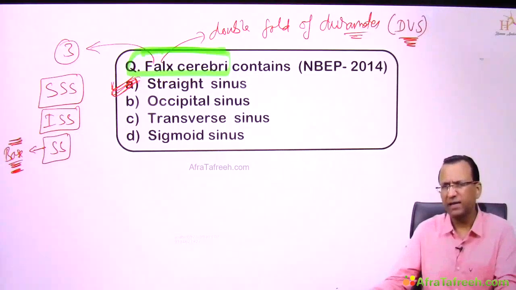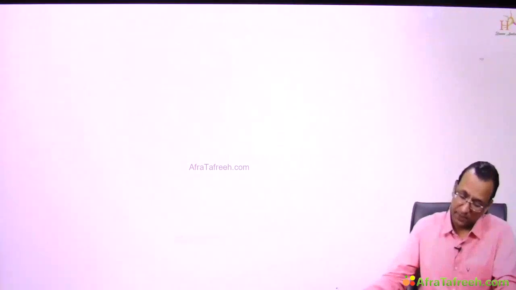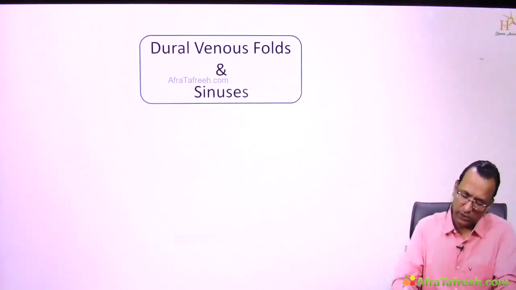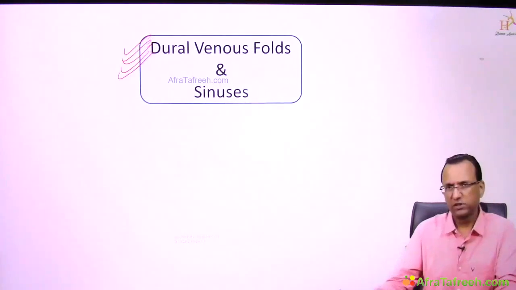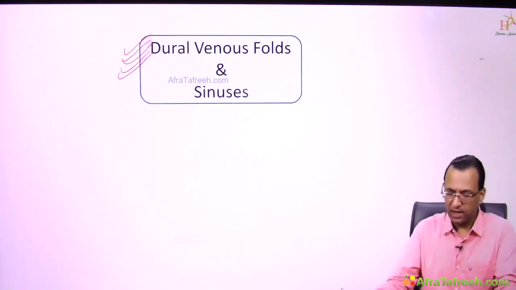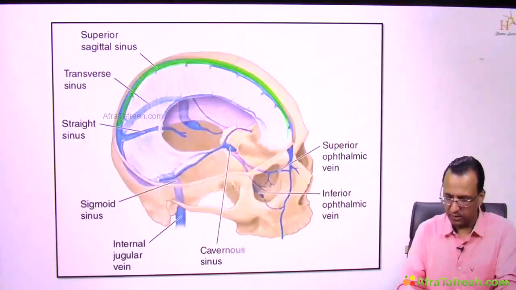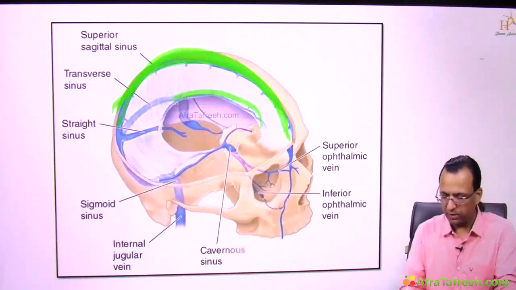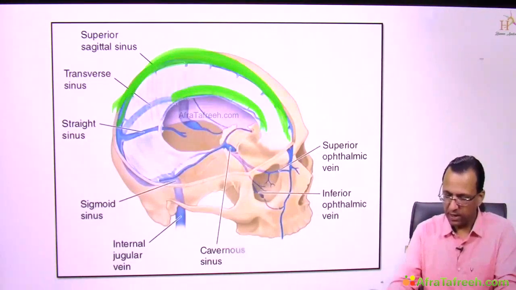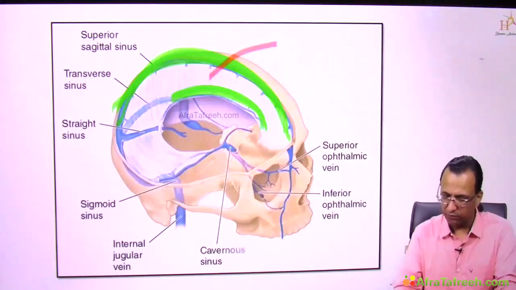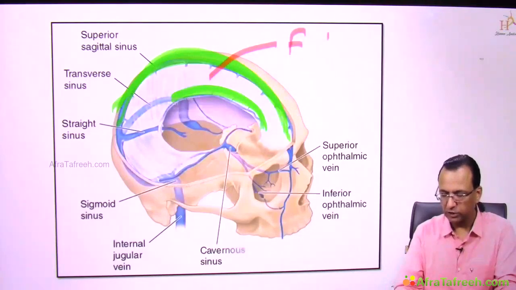Can you show some diagram for that? Yeah, the diagram is coming. You are talking about dural venous folds and sinuses here, and this is the diagram. What is this diagram about? You see, this is the superior sagittal sinus, and this is the inferior sagittal sinus, and this is the double fold of dura mater, the falx cerebri.